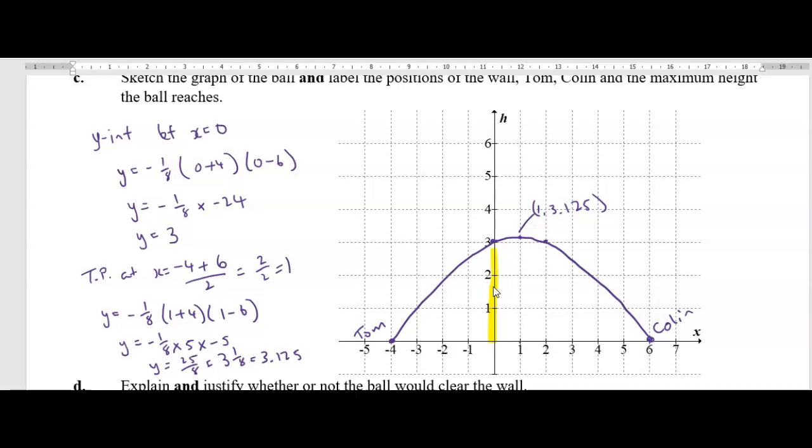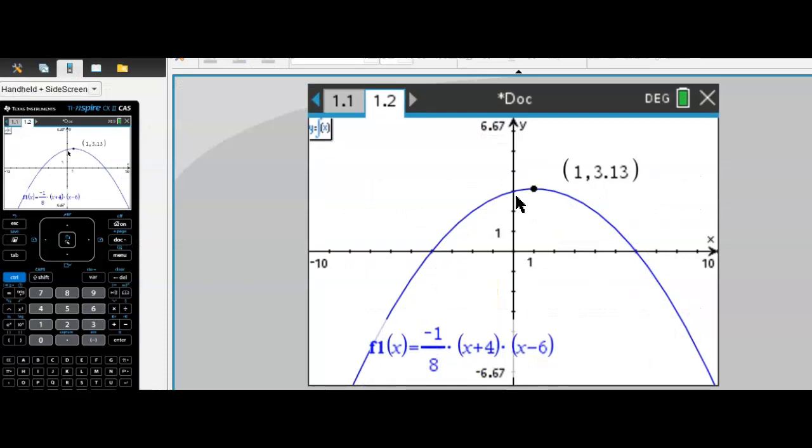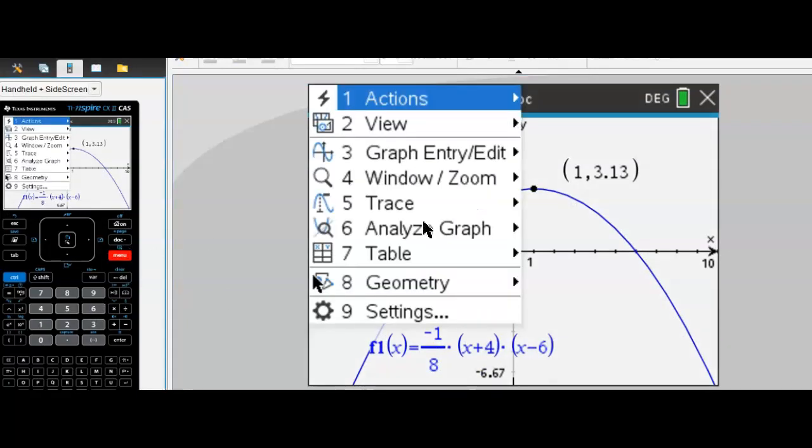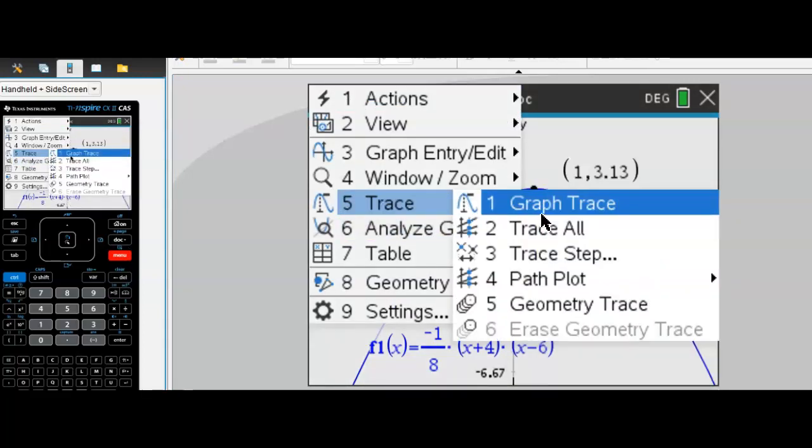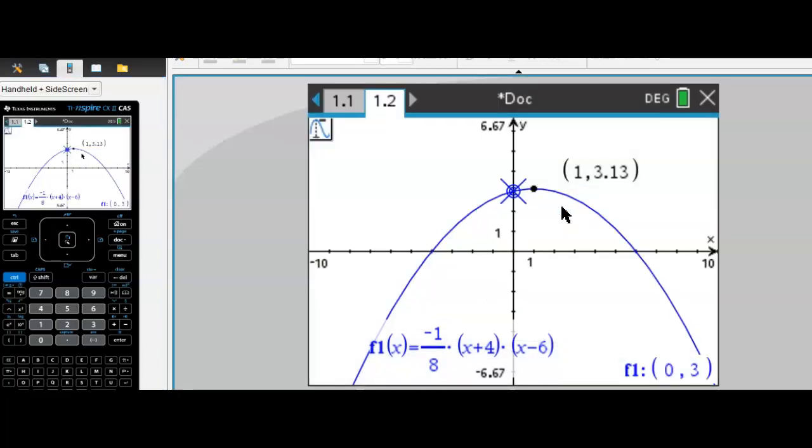Okay, so we only did the turning point. We haven't got the y-intercept. Okay, so to get your y-intercept, you can just go to Trace, Graph, Trace, and you'll notice down here it says the function 0. So there it is. 0 is your y-intercept, 3, 0, 3.